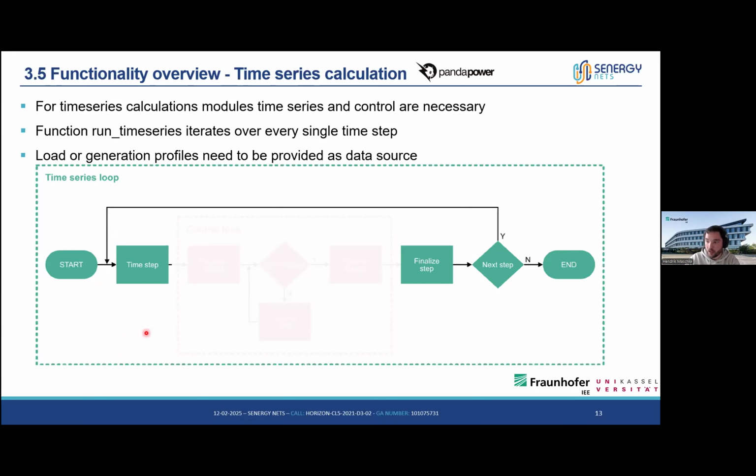So you have your start, you define your time steps, you define your data source, so load and generation data. We don't care about the control loop right now. That's for the next slide. Then basically just the power flow calculation is carried out, and it's checked, okay, do we have still time steps left? If yes, we continue, and if not, then we reach the end. So it's basically a normal time series loop for a time series calculation.